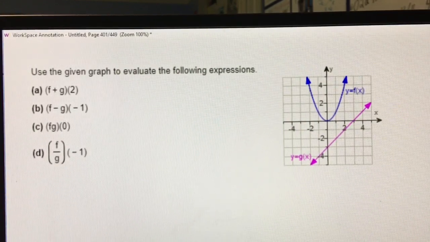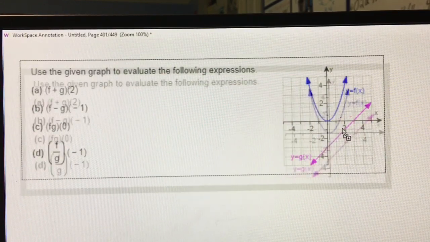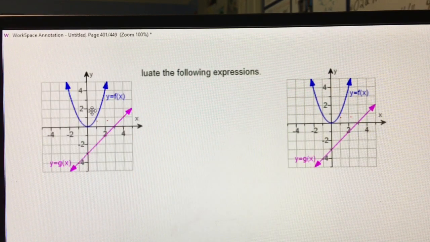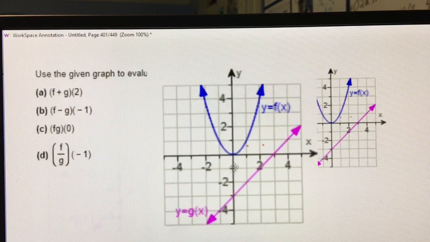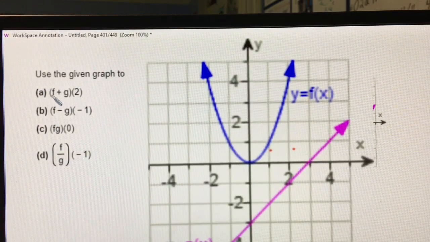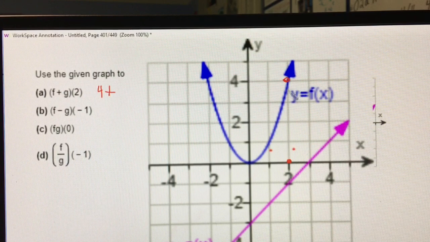I need to look at the graph. Some people think they need to figure out what the equation is, but all you really need to do is look at the graph for this one. So let's see what it means. They want me to do f plus g of 2. Well, f is this blue graph, and at x equals 2, its value is 4. So that's going to be 4 plus, well, let's see what the red graph is.